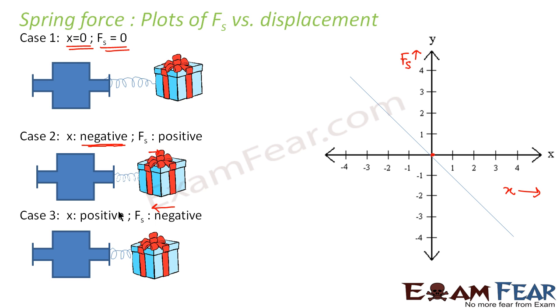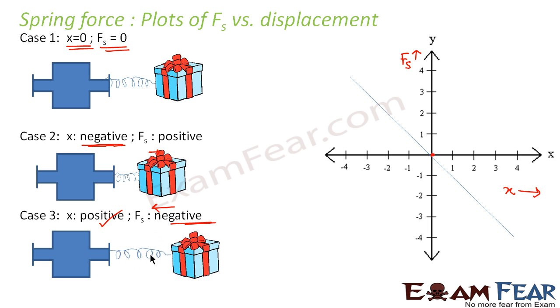Now let us consider the third case. Here x is positive and Fs is negative. That means the box is stretched in this direction so that the spring gets elongated. The spring gets stretched out. So the displacement is along this direction. Therefore, the spring force will be in this direction. So here you see in this lower portion of the graph, x is positive. That means the displacement is positive. However, the spring force is negative. So this graph altogether explains the dependency of Fs, that is the spring force, on the displacement. That is how the spring force varies with the displacement.